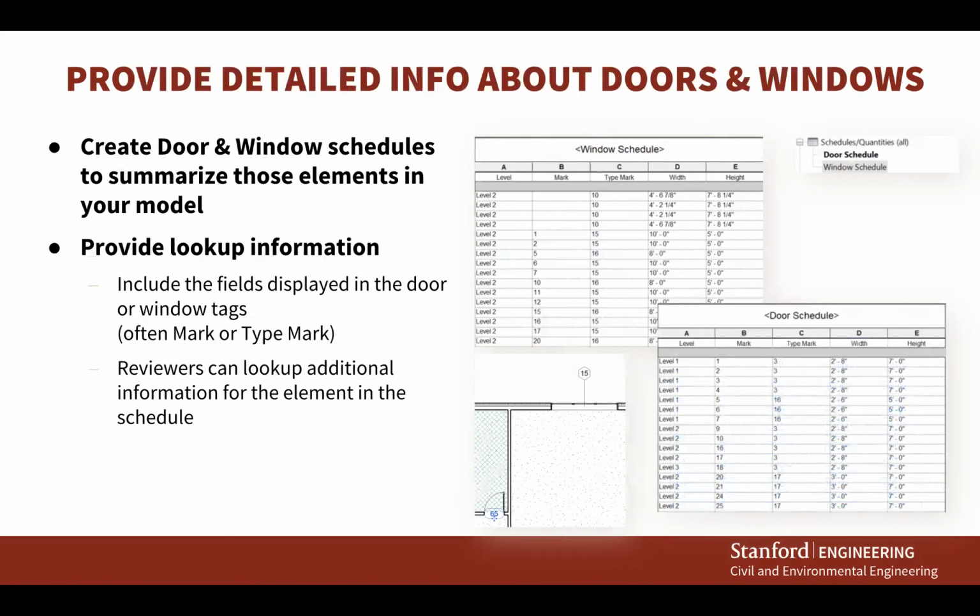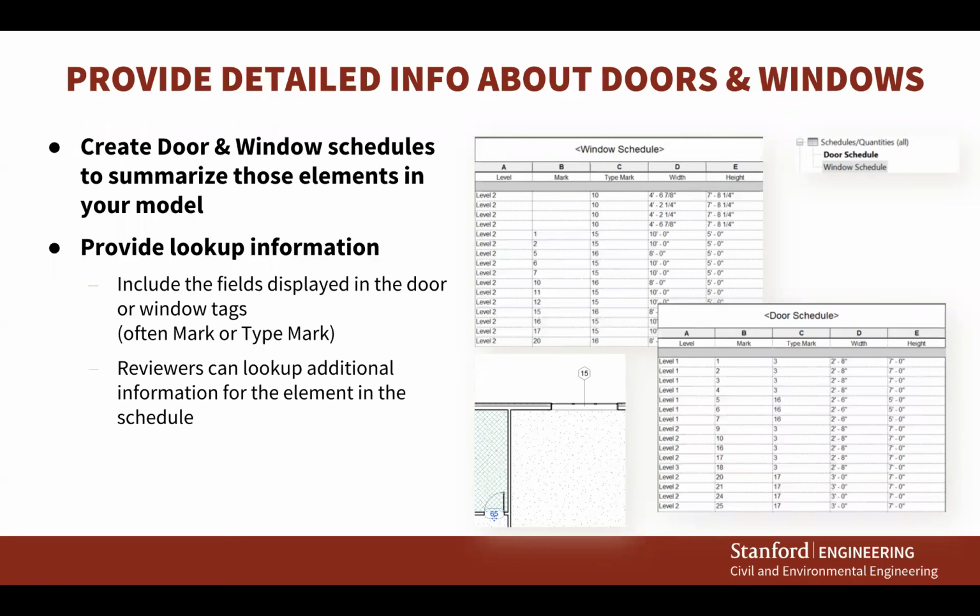So for example, in the window schedule that appears at the upper left corner in these illustrations, you can see we have different marks. So if you were looking for the window with the mark 7, that's the identifier 7, you can see that it has a width of 10 feet and a height of 5 feet.